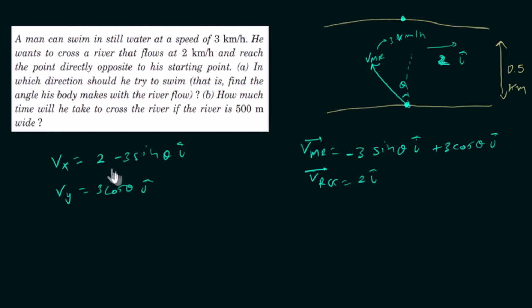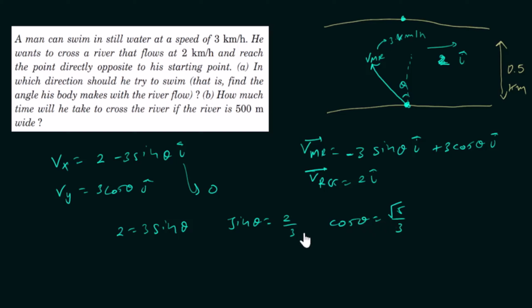To reach from this point to this point, the drift should be 0, so the velocity in the x direction also should be 0. So 2 equals 3 sin theta, so sin theta will be equal to 2 by 3. And cos theta will be root 5 by 3.